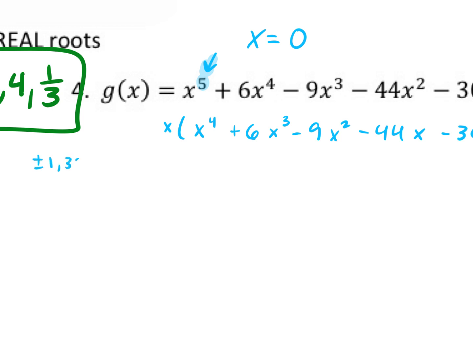So 1 and 30. What else? 5 and 6. 2 and 15. 3 and 10. I think that's all of them. We'll definitely start there for now.